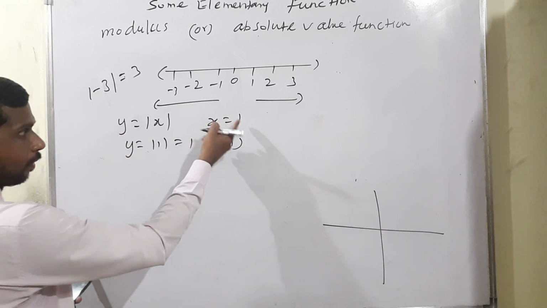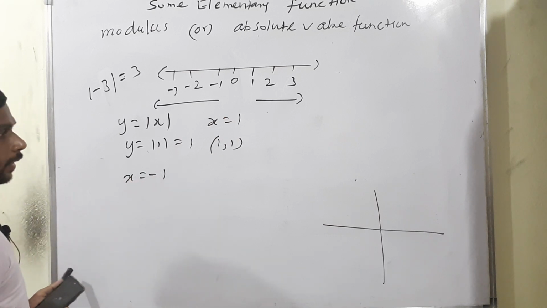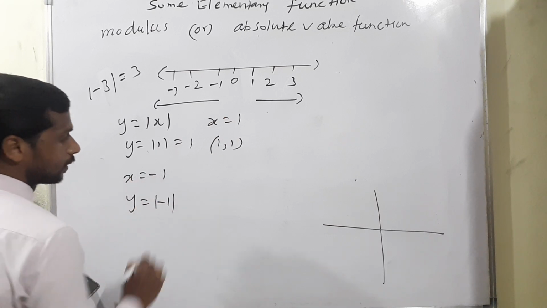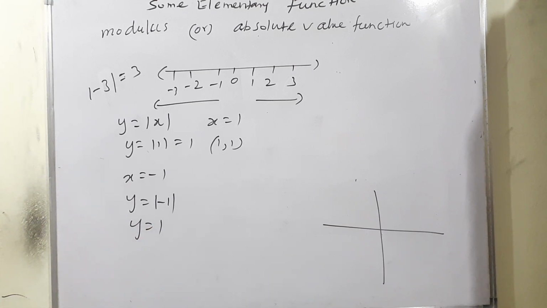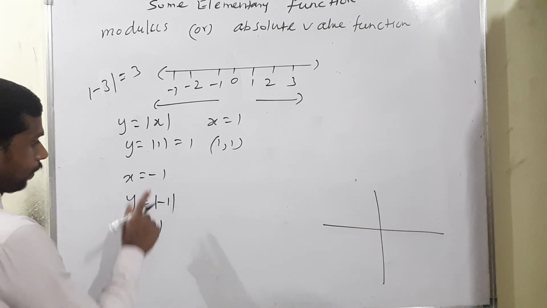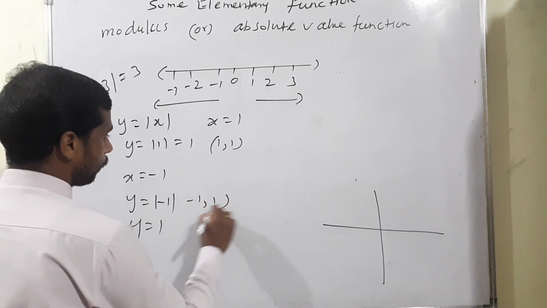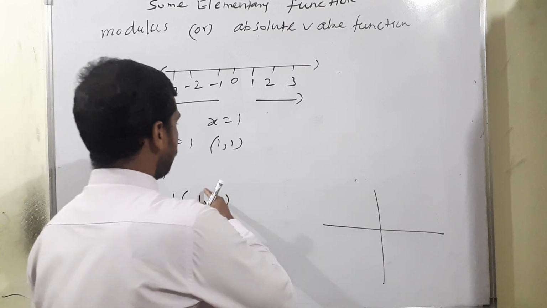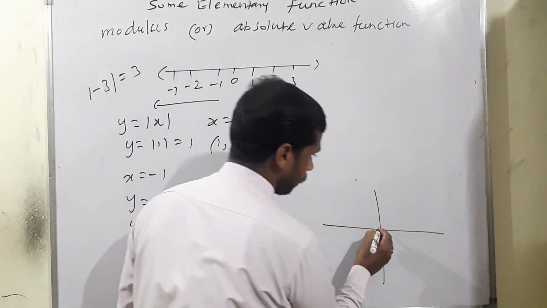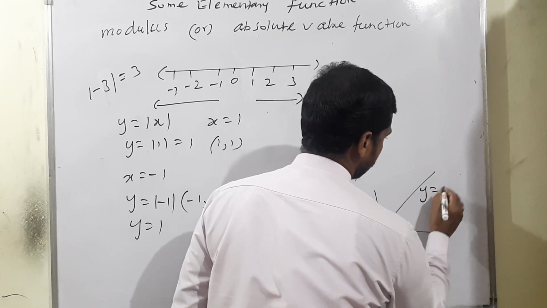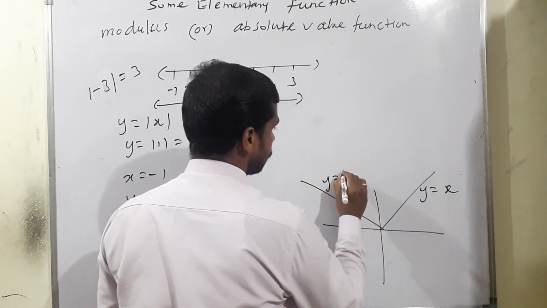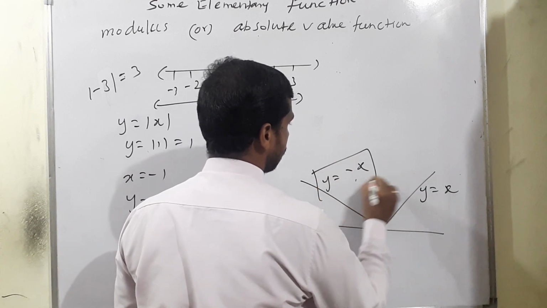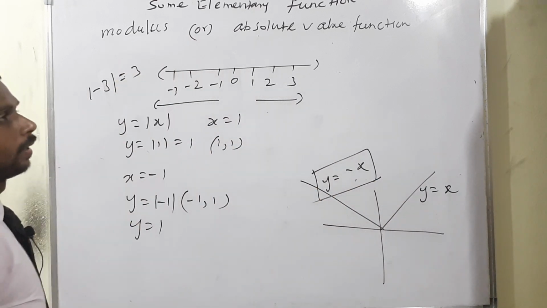At the same time, instead of positive 1, x is equal to minus 1. What will happen? y is equal to modulus of minus 1, and modulus of minus 1 means y is equal to positive 1. If you remove the modulus, the negative value also becomes positive. So another pair, minus 1 comma positive 1, is there. On the positive side, y is equal to x. At the same time, on the negative side, y is equal to negative x. This is the absolute or modulus value function.